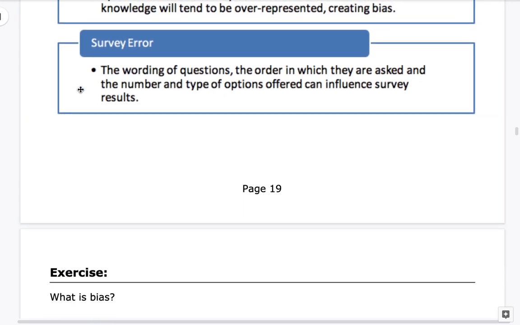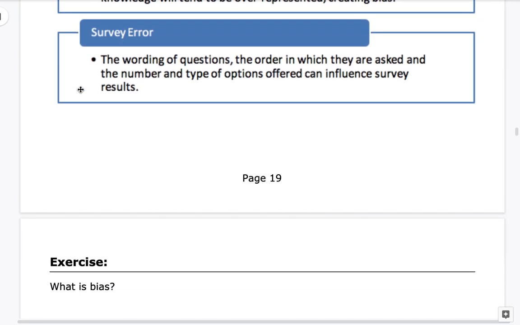Another one is survey error. Survey error is looking at errors within the survey itself. So if you go back to the questionnaire design topic, think about how we worded the question. Was it a neutral question? Was it a biased question? Was it a leading question? The order in which questions were asked, etc. The types of options. Were all the answers given? Those are all errors due to the survey itself.